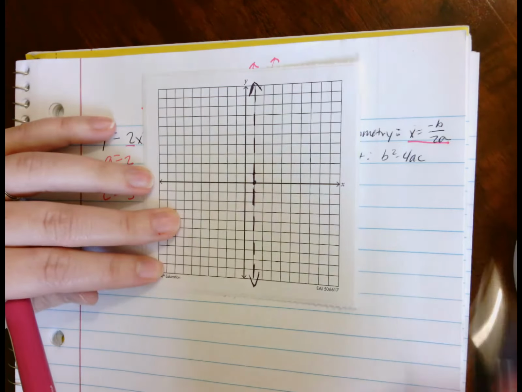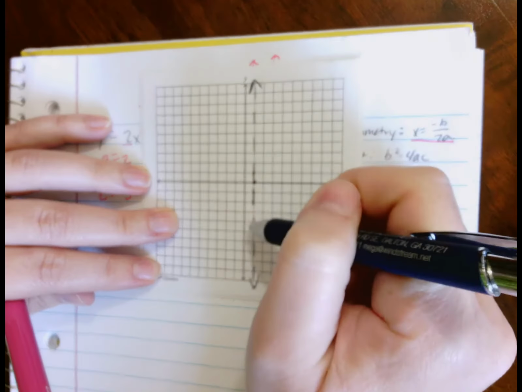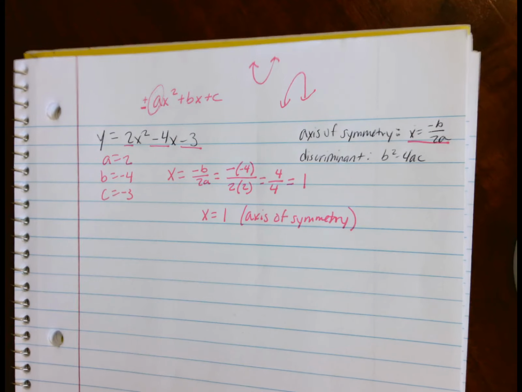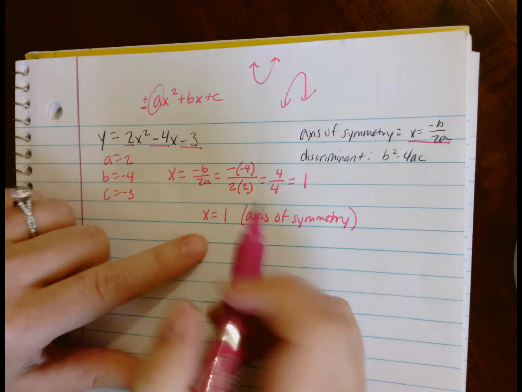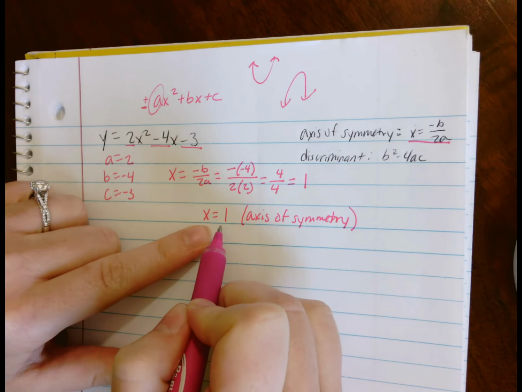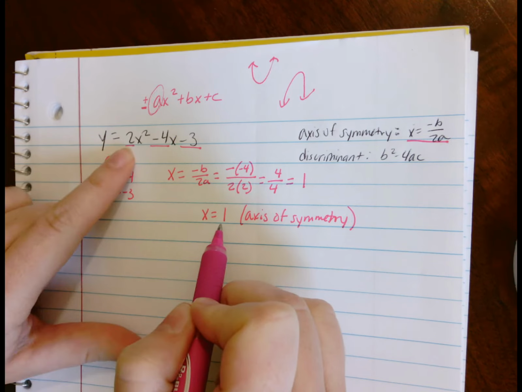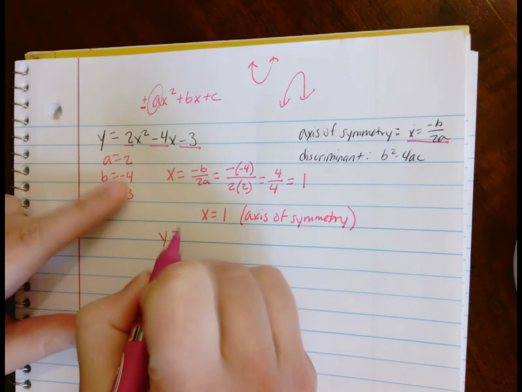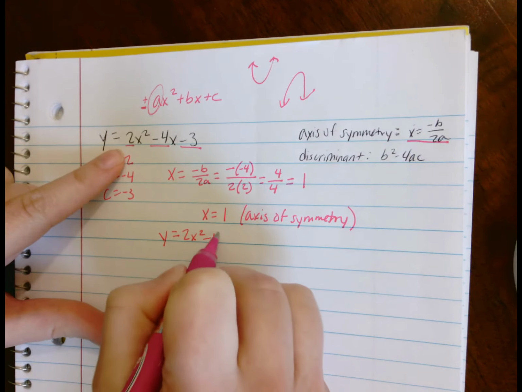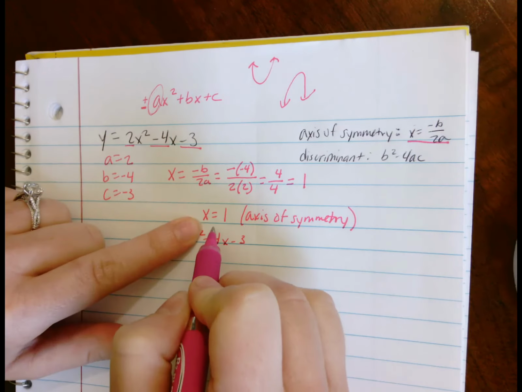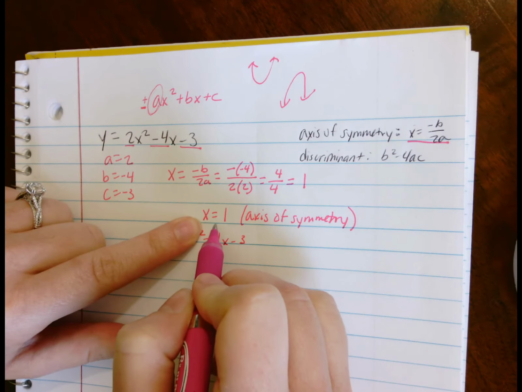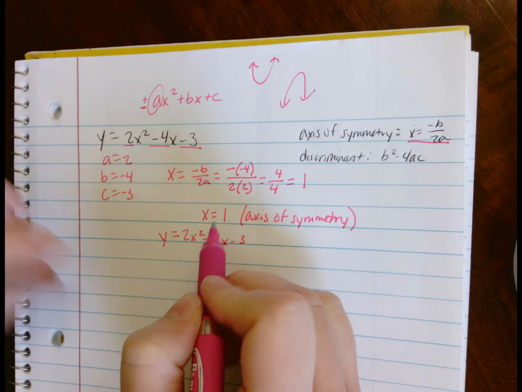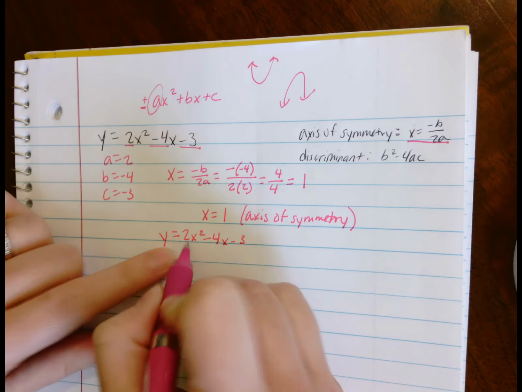So in order to find the turning point, we know that it has to be on the axis of symmetry, so the x value has to be 1. If x is equal to 1 and I want to know what y is, I have to plug it into this original equation: y is equal to 2x squared minus 4x minus 3. If I know what x is, in this case 1, because our vertex, our point, has to be on that line, I'm going to take the 1 value and plug it in.